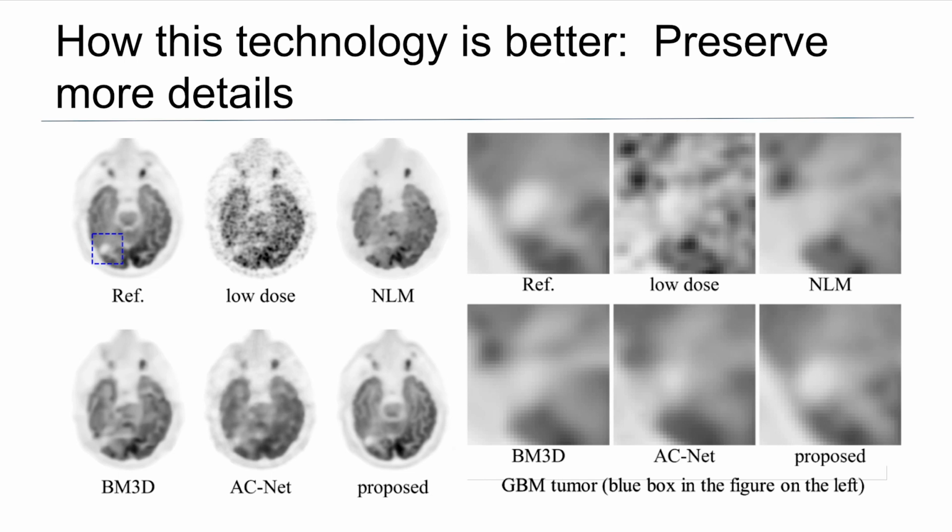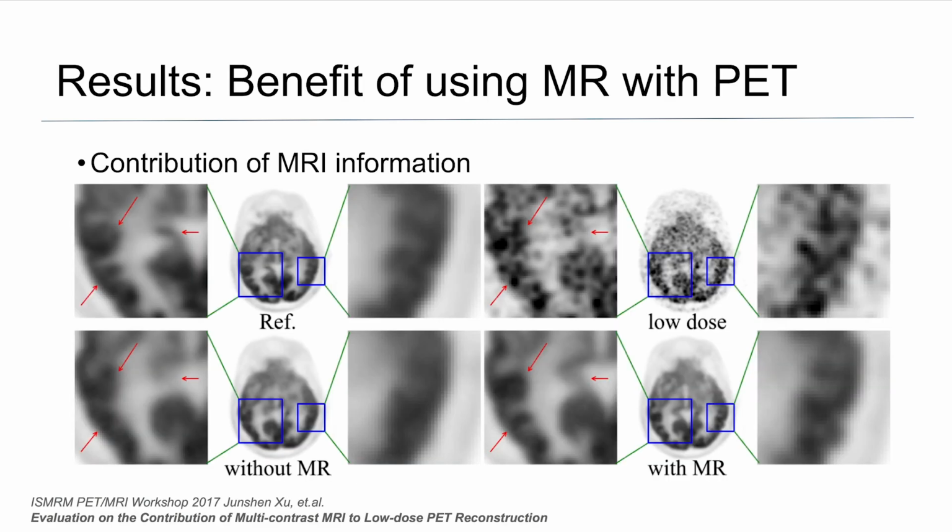And on the right-hand side, we show a zoom-in image of the blue box on the left. So here shows basically where the lesion is. And on the right-hand side, we compare the details and also find the proposed method is better. It better outlines the lesions and can be used for clinical applications.